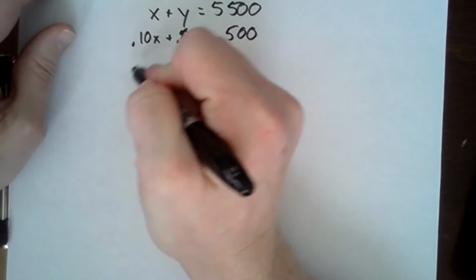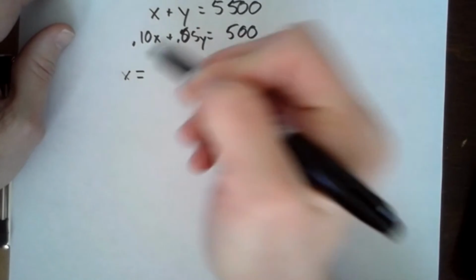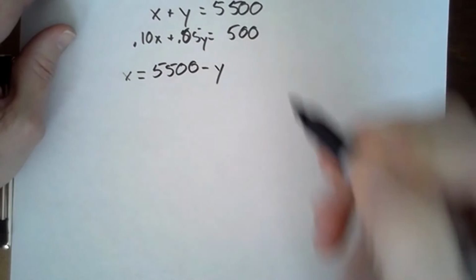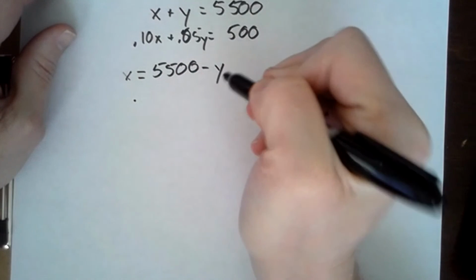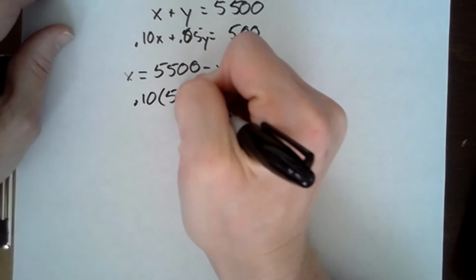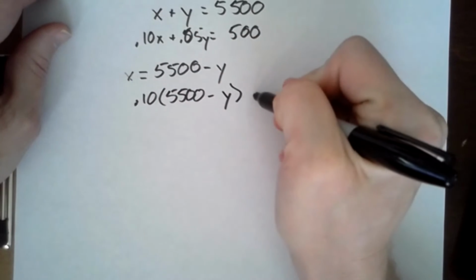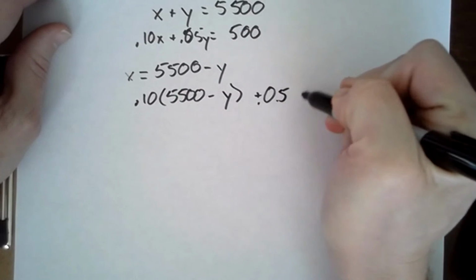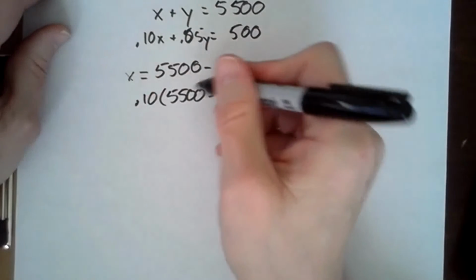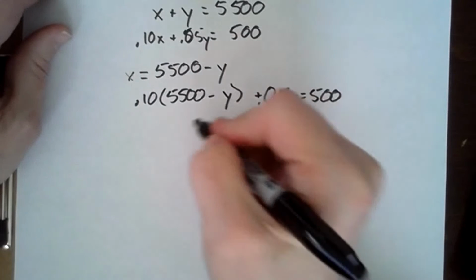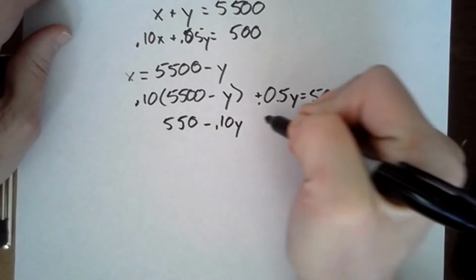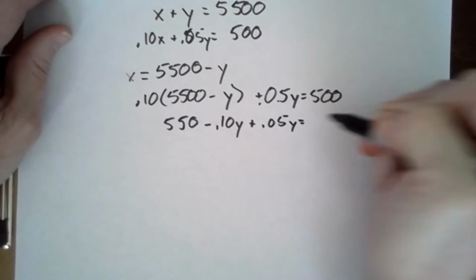So I get X equals 5,500 minus Y. I can plug that. Sorry, I meant to solve for Y. I solved for X. We'll just go with it that way. That's 0.10 times 5,500 minus Y plus 0.05y equals 500. Okay, I will multiply everything in here by 0.10, which gives us 550 minus 0.10y plus 0.05y equals 500.